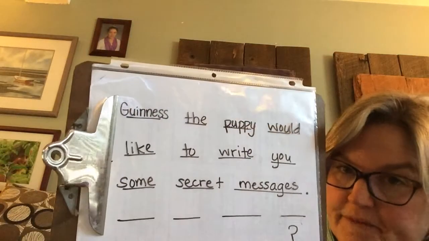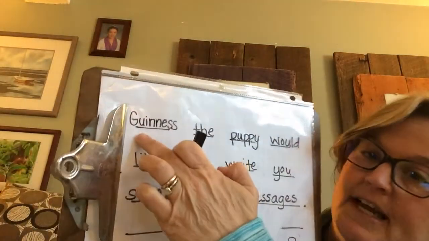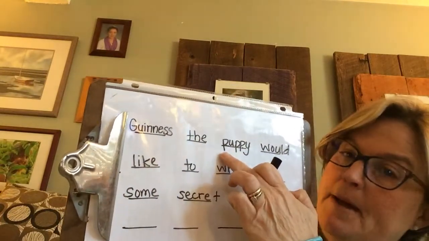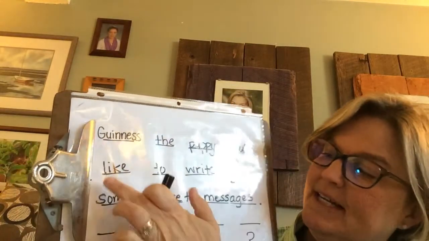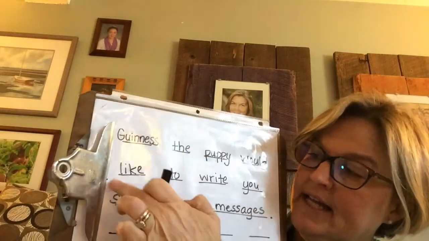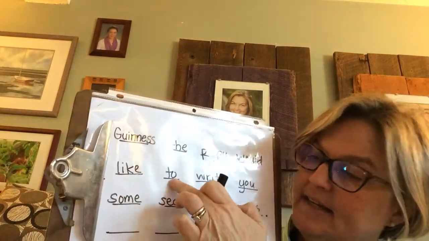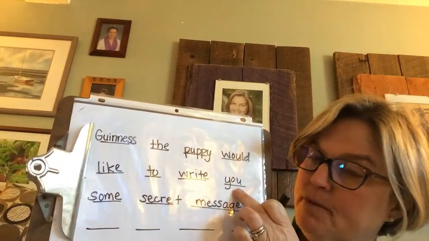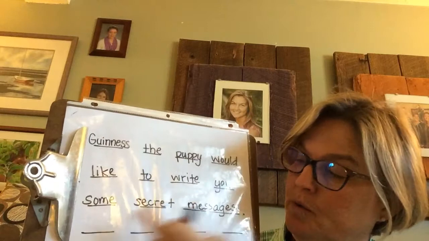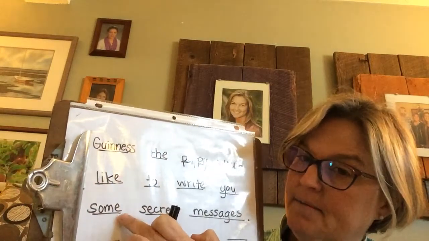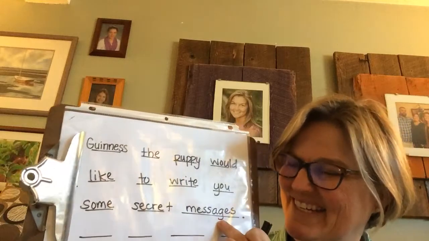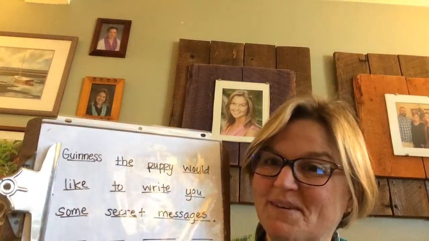All right. First sound. G, g. And this says Guinness. You know this one. The puppy would, word pattern, like to. This word is write. You know this memory bank word. You. This word is some, secret messages. So Guinness the puppy would like to write you some secret messages.